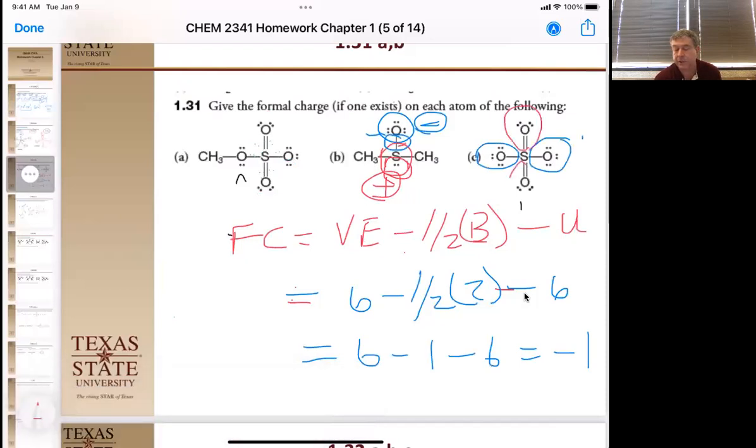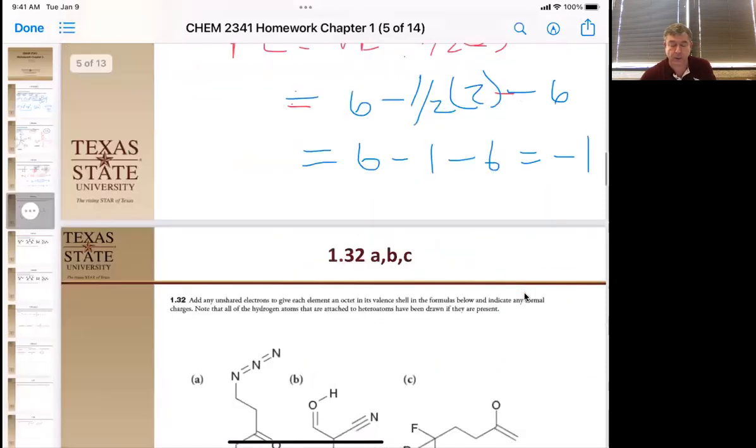Because they're bonded the same, they should have the same formal charge, and then do the sulfur last. All right, on to the next problem here.